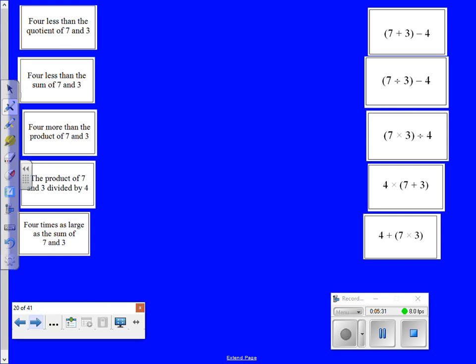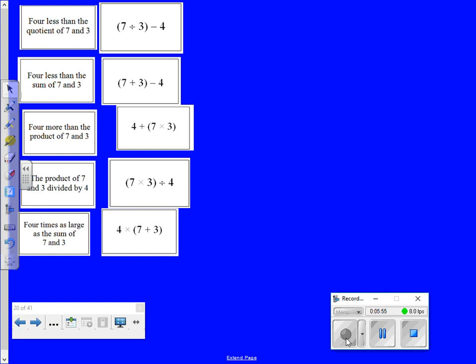All right, I want you to pause the video here and see if you can figure out which of the phrases on the left match which expression on the right. So I have 5 phrases and 5 expressions. See if you can match them up. All right, here are the answers matched up. How did you do?